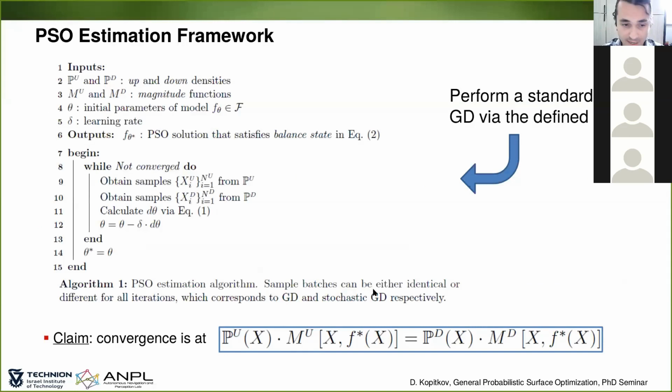And the PSO framework basically states that we just perform the gradient descent optimization with the given update of theta. And the claim is that at convergence, our steady state function to which we will converge, f star, will satisfy this equation: Pu multiplied by mu equals Pd multiplied by md, and it will be called the PSO balance. This equation is actually the main point of the entire algorithm. It will allow us to learn different modalities.